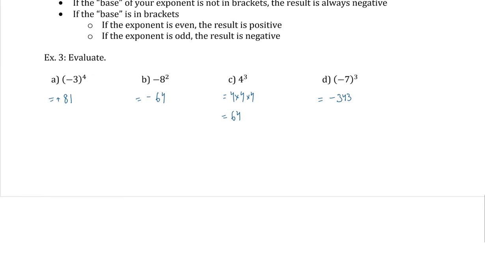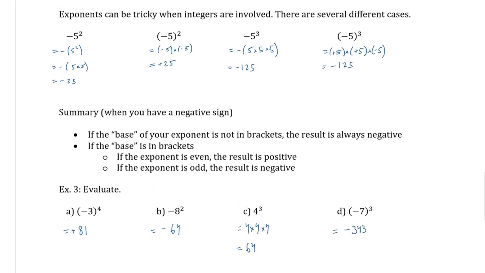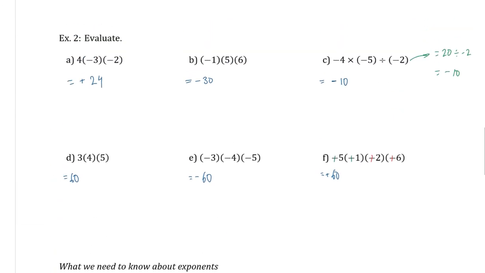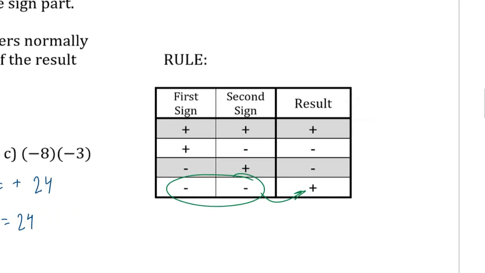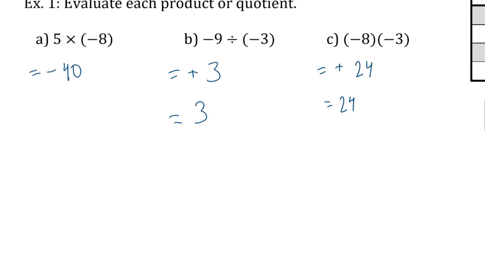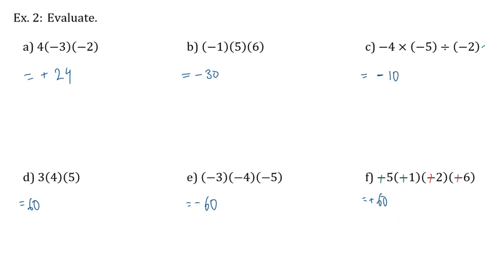Okay, so that's a quick summary of how exponents work with negatives, whether they're in brackets or not in brackets. Again, we'll revisit this. The bigger takeaway from this lesson is remembering this rule about how we know whether our result of multiplying and dividing is positive or negative, and some practice using that rule and some different strategies about how we can evaluate some of these kinds of questions.